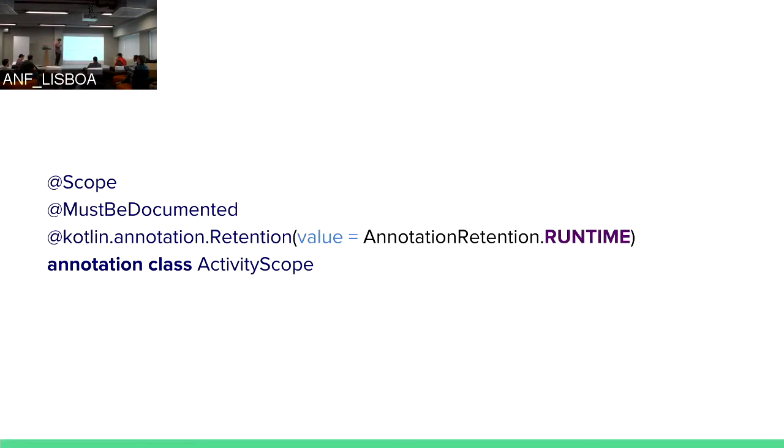Okay, here we go again. Another scope. This scope means that, again, if I annotate a provides method with that scope, the object will live as long as the activity lives. So we have a different life cycle for this object.